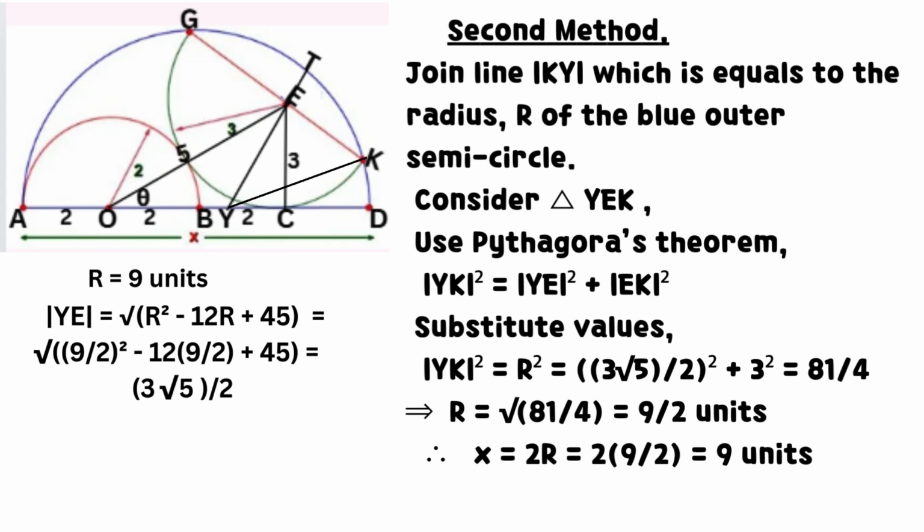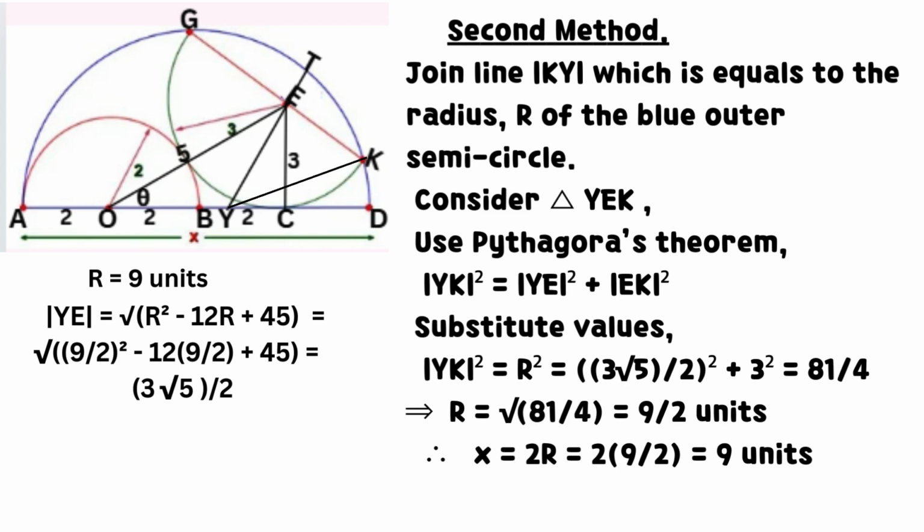Substitute values. We have that the square of line YK equals the square of R, which equals 81 divided by 4, after simplification of substituted values. Take the square root of the equation. Hence, R equals the square root of 81 divided by 4, which equals half of 9 in units.